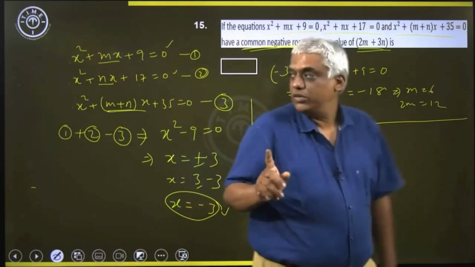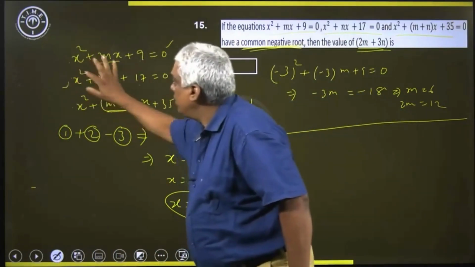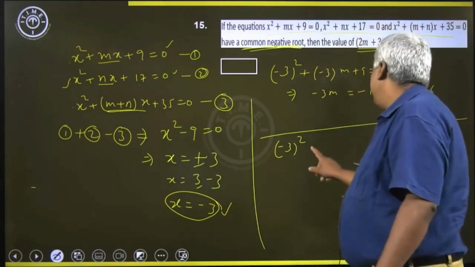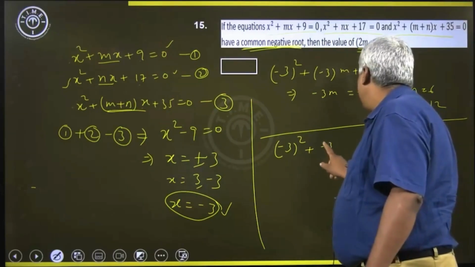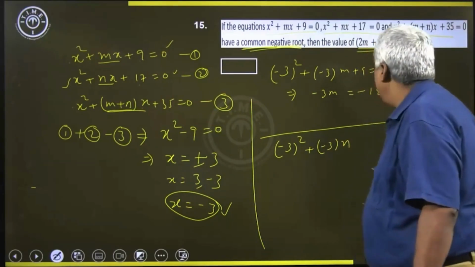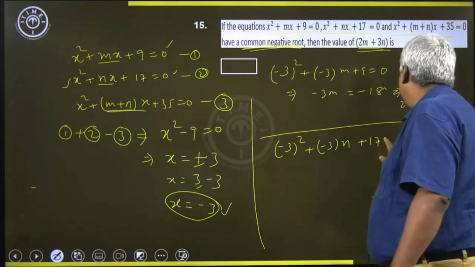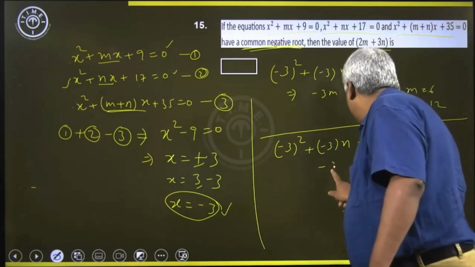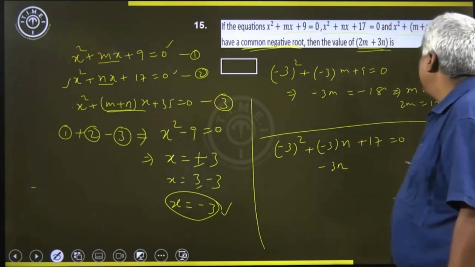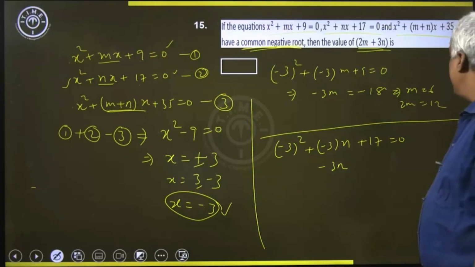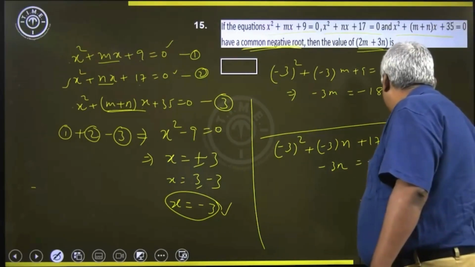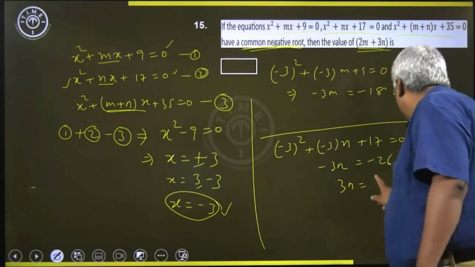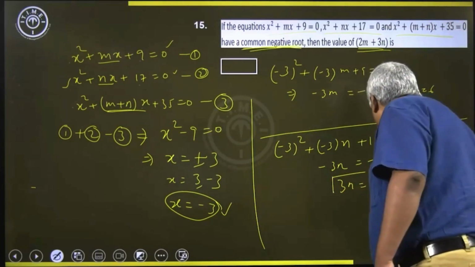Let's put the value of the common root minus 3 in the second equation. I will get minus 3 square plus n into minus 3 plus 17 equals to 0. So it is 9, and minus 3n plus 9 plus 17, which is 26. So I got directly 3n equal to 26, right? So here 3n is 26.